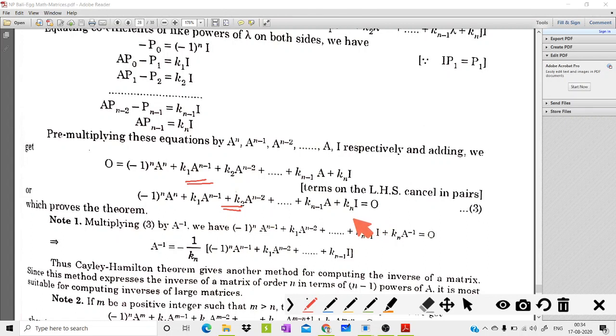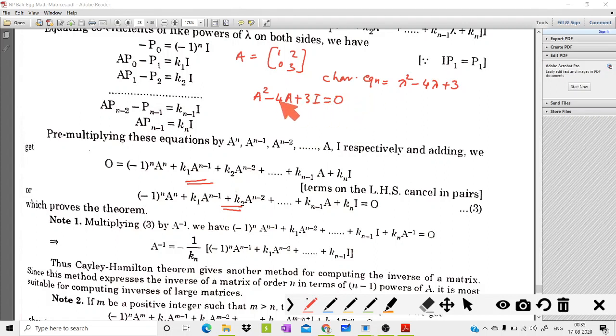One of the ideas here is, when you consider this matrix 1, 2, 0, 3 again, we can say that the characteristic equation that we have found before is lambda square minus 4 lambda plus 3. This was the characteristic equation. So when you consider this theorem, we can say that A square minus 4A plus 3I is equal to 0. This is the Cayley-Hamilton theorem.